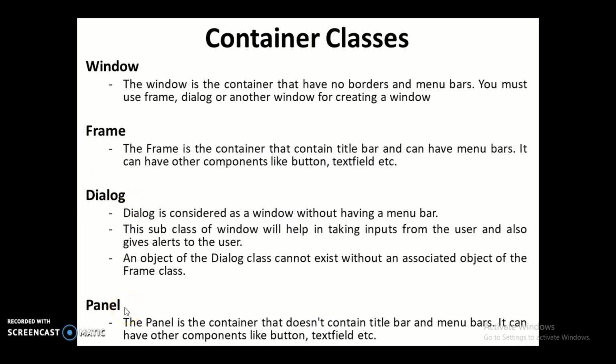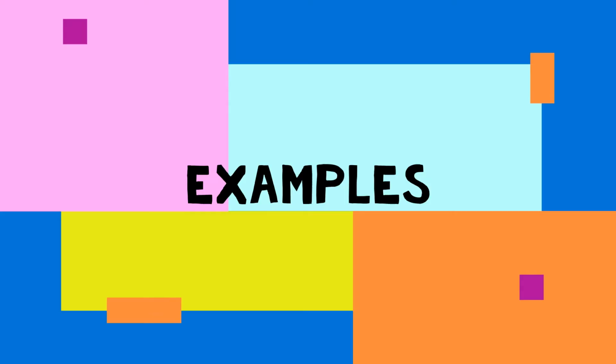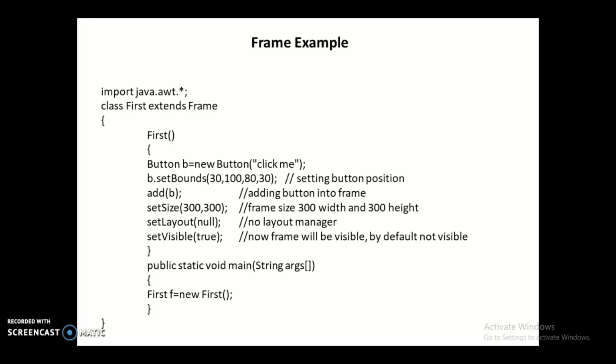The last one, the fourth one, is the panel class. The panel class doesn't have any title bar or menu bar, but still you can add any number of components to these panels. So let us see each container class in detail.